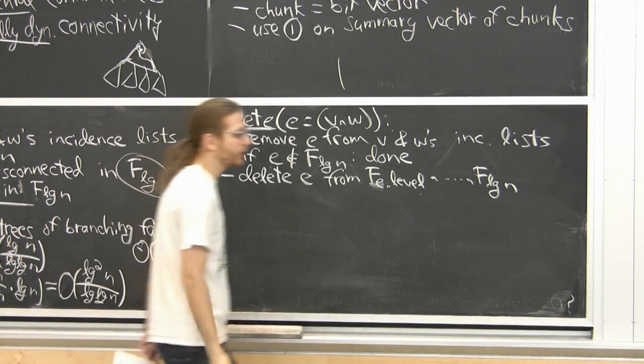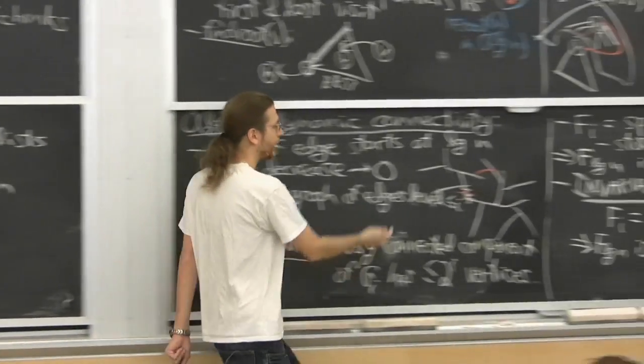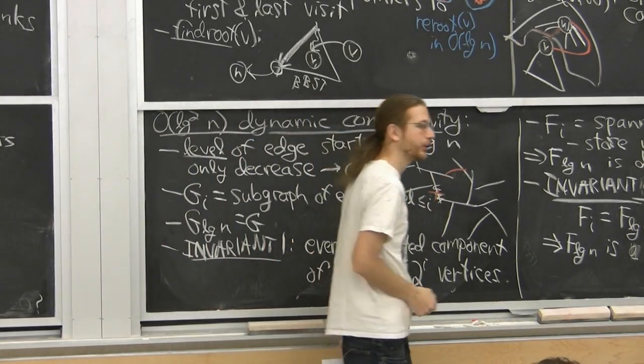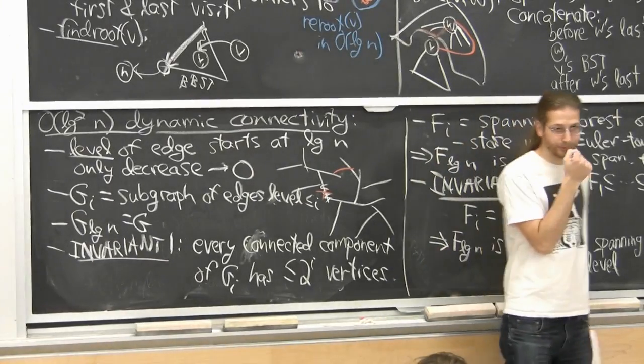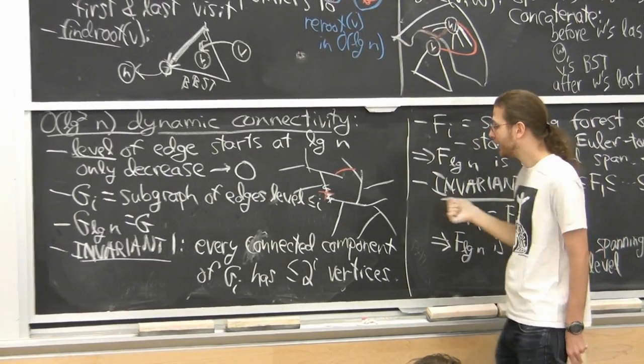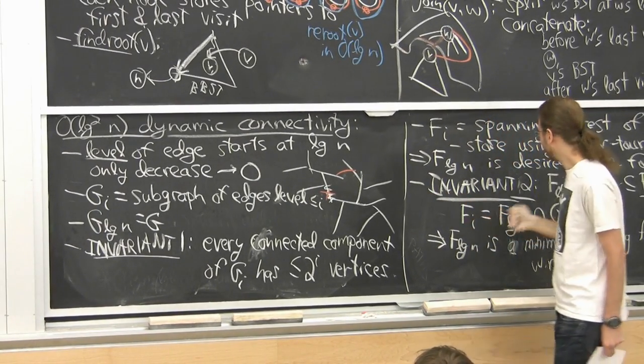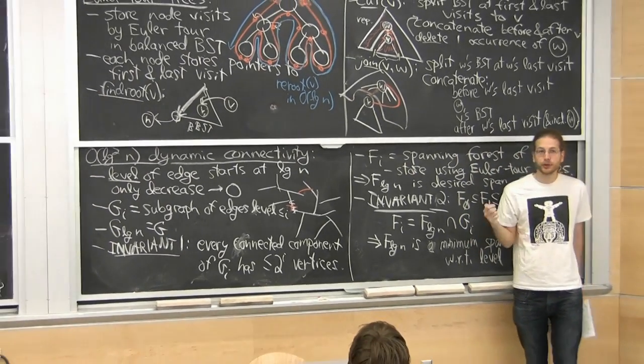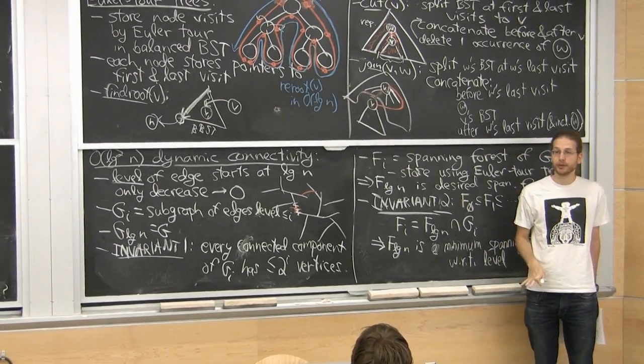That's great. Now we've successfully deleted the edge, but now we need to know, is there a replacement? And at what level is there a replacement? Now, we know by invariant 2 that there could be no replacement of lower level.